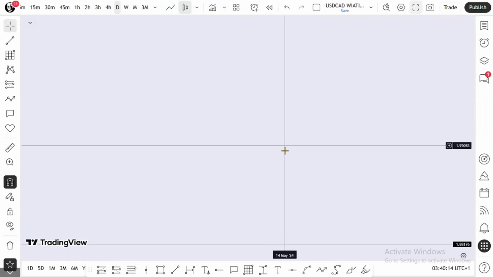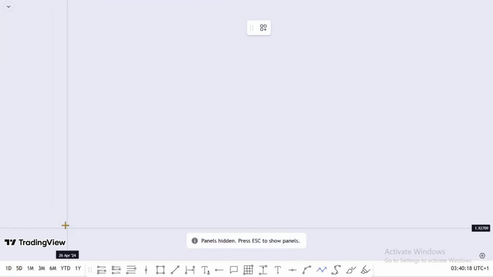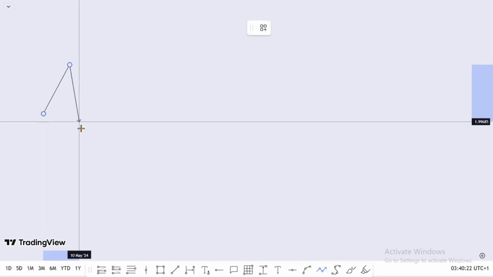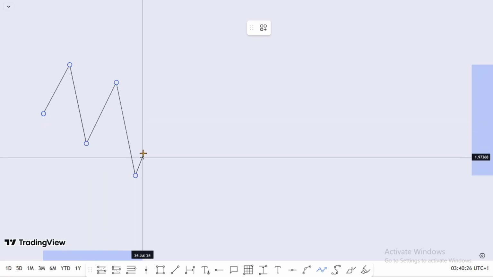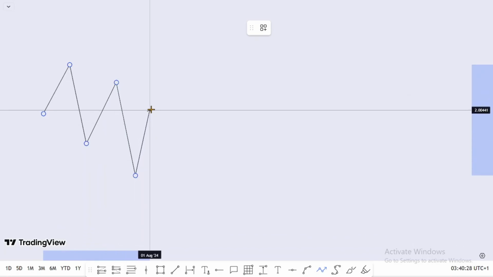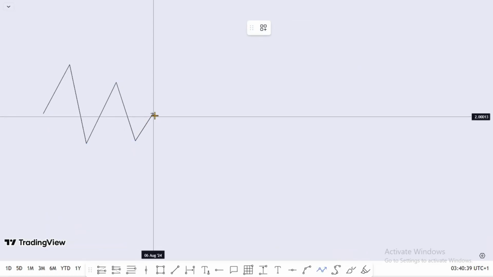So let's say this is what I'm trying to say. You have your higher time frame. Let's say your higher time frame is bearish: high, low, break of structure; high, low, break of structure. Then we have something like this. Then we have a break of structure.